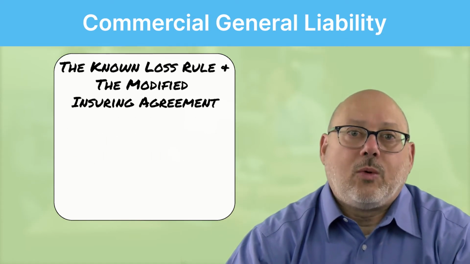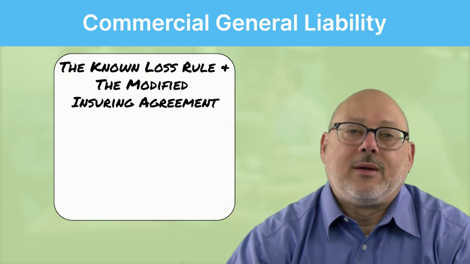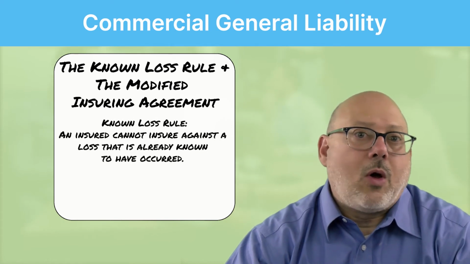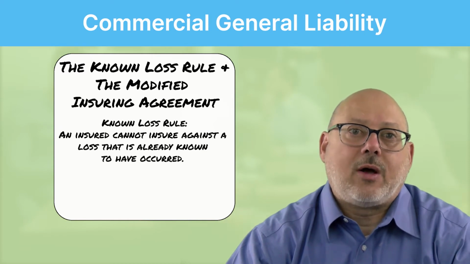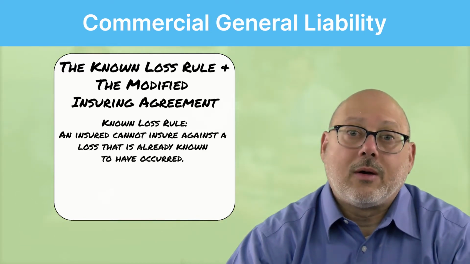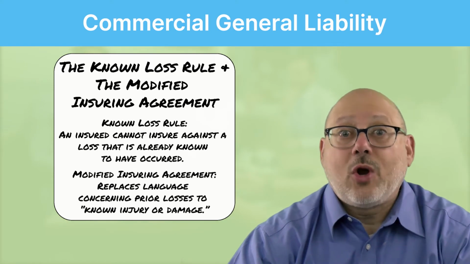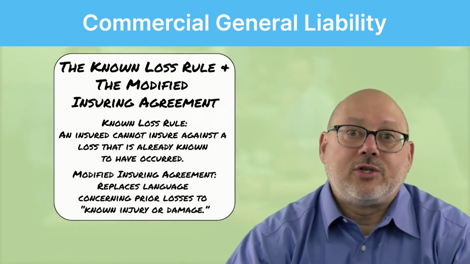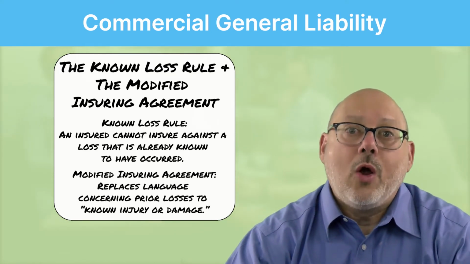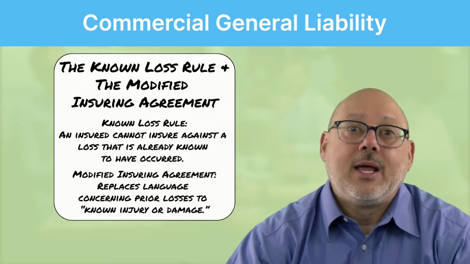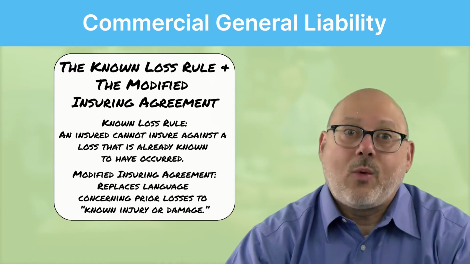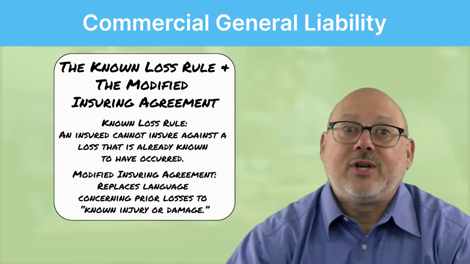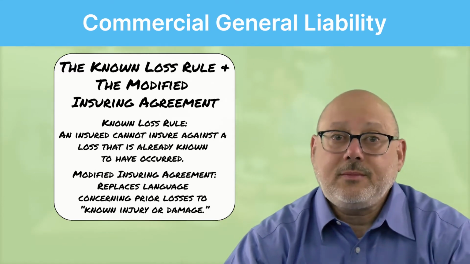The known loss rule and the modified insuring agreement. The effect of the known loss rule is that an insured cannot insure against a loss that is already known to have occurred. The modified insuring agreement replaces language concerning prior losses to known injury or damage. Thus, an insured would have coverage for a loss they knew had occurred but was not aware of any injury or damage as a result of the loss.